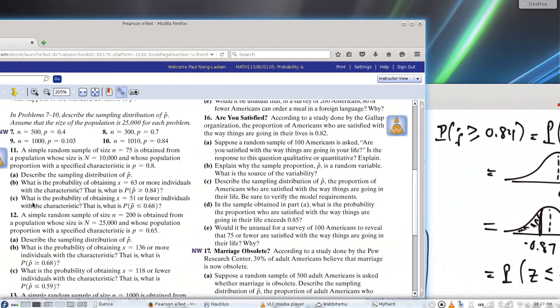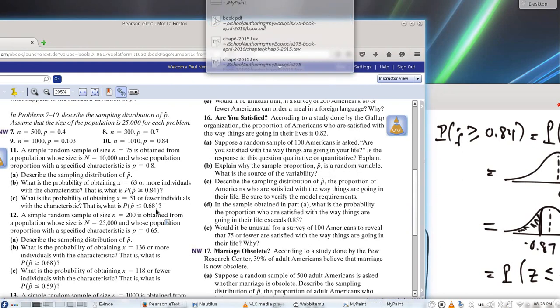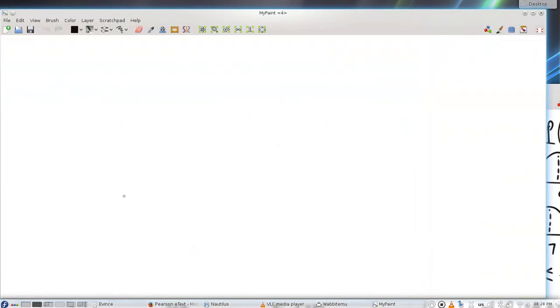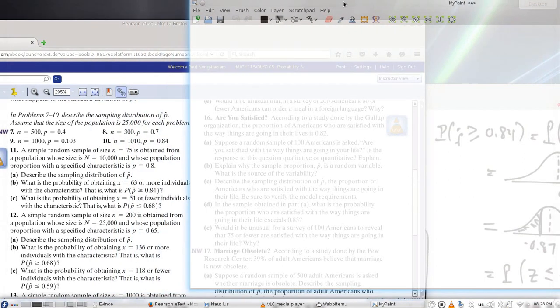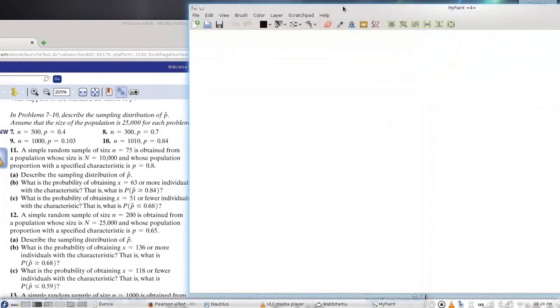Part C is asking us, what is the probability of obtaining x equals 51 or fewer? Meaning, what is the probability that p hat is less than or equal to 68%, or 0.68? I hope that my previous explanation of this was clear enough already. So let's just start with the actual probability expression, and let me compute this for us one more time, just to be clear.